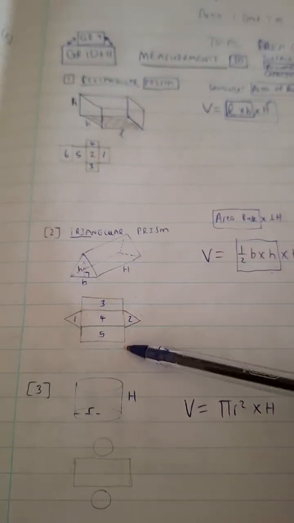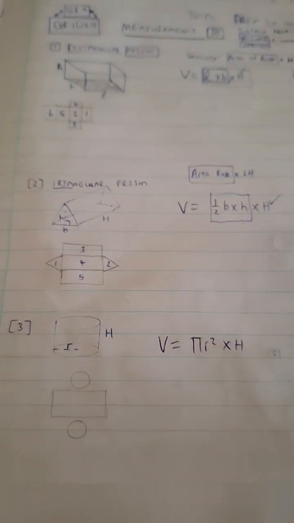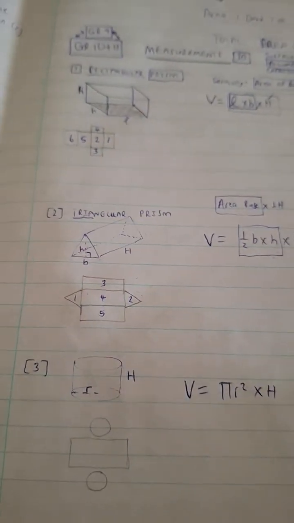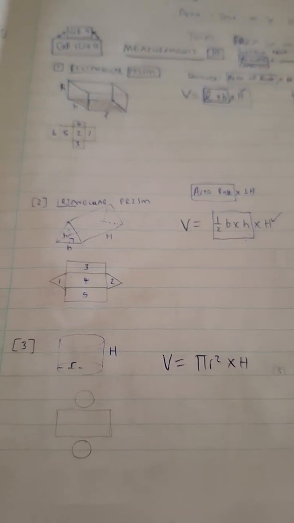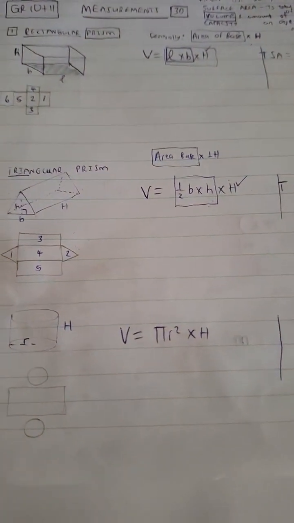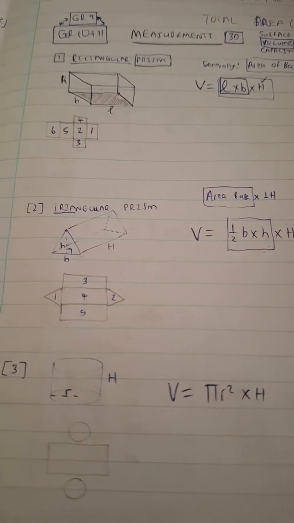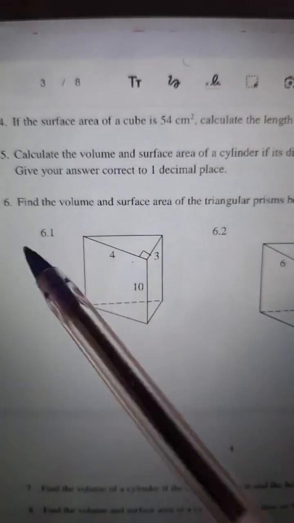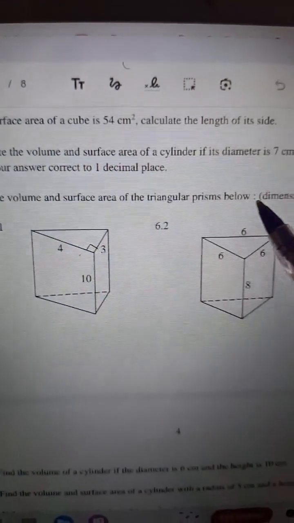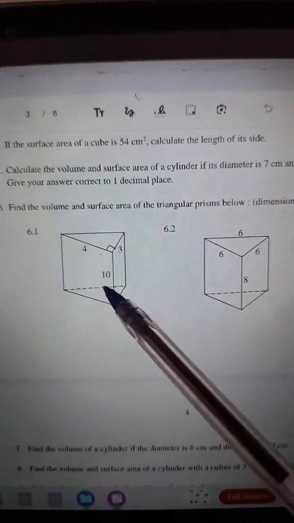All right. We're moving swiftly, nicely together through the volume and the surface area of a triangular prism. Then, guys, we can do a quick example. Calculate the volume and the surface area of the following triangular prism. Find the volume and surface area of the triangular prisms below. The dimensions are in centimeters.